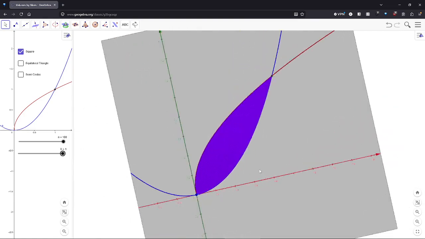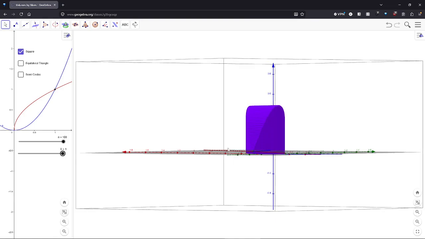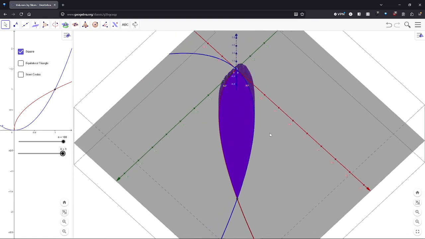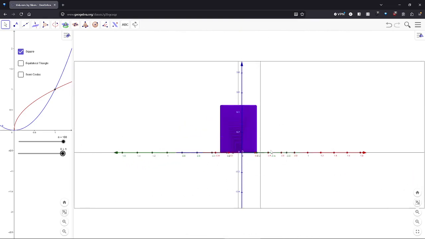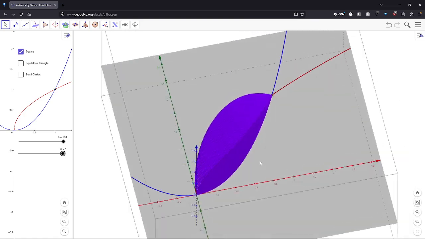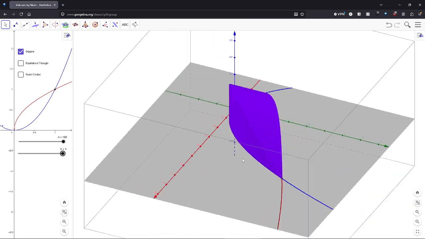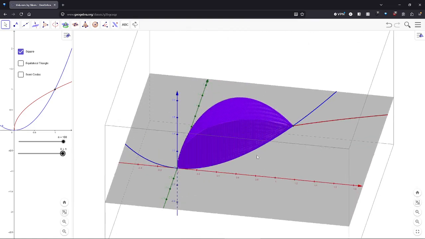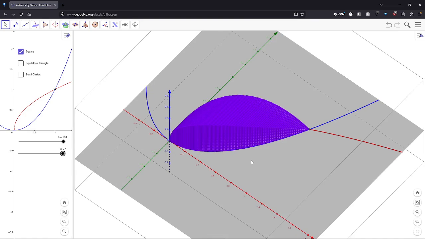If someone just handed you this shape and they were like, hey, do some geometry to find the volume of this shape, you'd probably have no idea, right? It's not like a standard geometry shape. It's kind of weird. In fact, the only way I know of to find the volume of a shape like this, mathematically, is to do an integral like this.